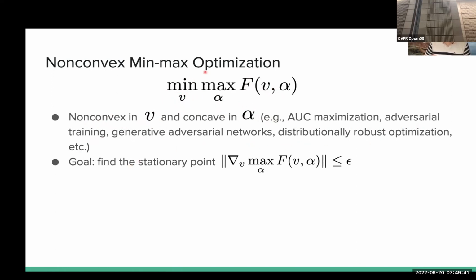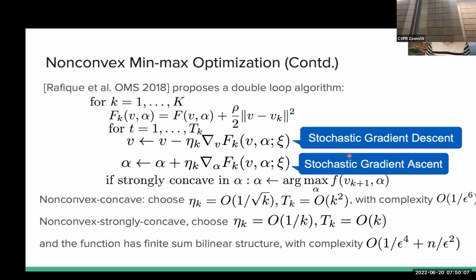And the goal, usually in the optimization community, people care about finding the stationary point, which means that we consider the inner max function and we want to take the gradient in terms of V over the max function, and we want to guarantee that we can find a V such that the gradient of this function is sufficiently small, and epsilon is a small threshold, usually 0.1 or 0.01, something small. And how to achieve that?